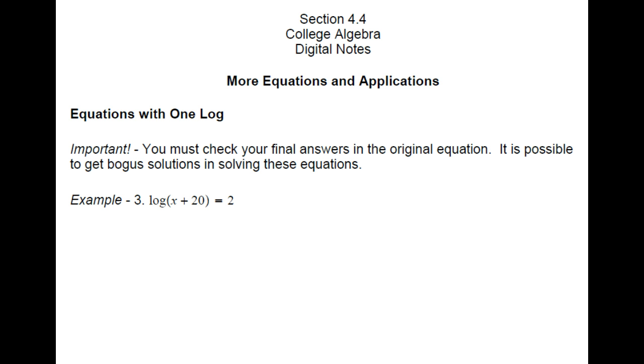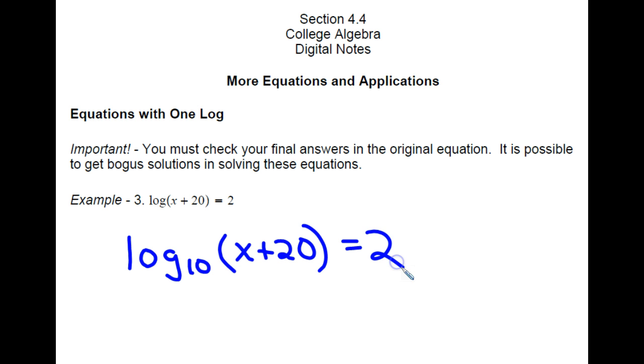The equation we have on the board right now is log of x plus 20 equals 2. So remember that if the base is not specified, we are to assume it is base 10. So we have log base 10 of x plus 20 equals 2. All right, and we want to solve this equation for x. We'll do the loop to convert it to exponential form. Remember how the loop works?